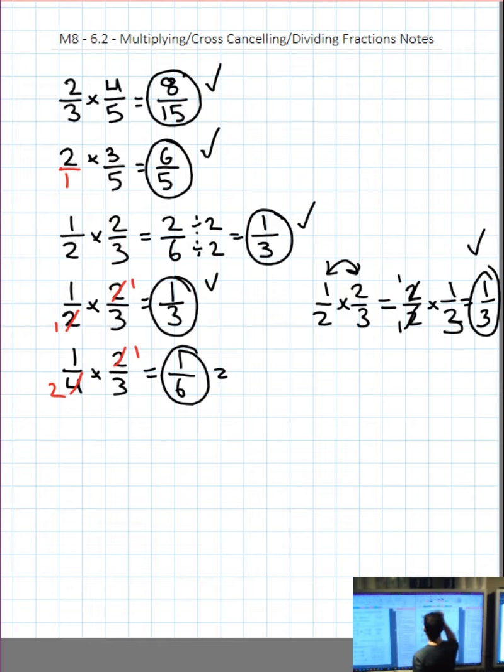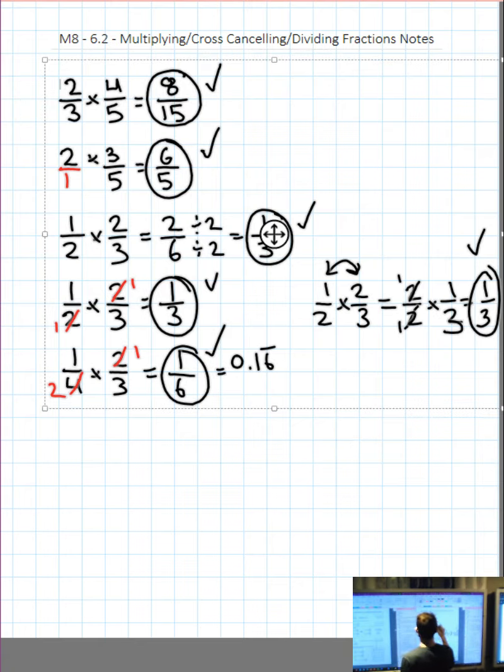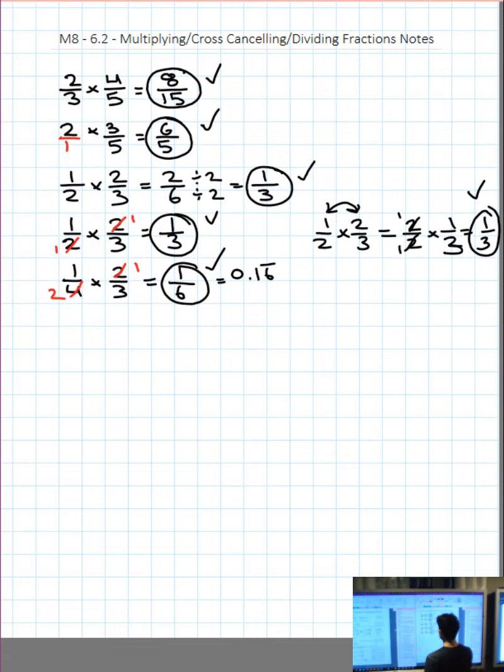Sometimes it's helpful to write that. Equals 0.16 repeater. They are all equal to that, so check mark. So all examples of multiplying fractions using cross-canceling whenever we can. So I'm just going to shrink this up a bit. Hopefully you're writing a little bit smaller than I am in your graph paper. And now let's go on to dividing fractions.